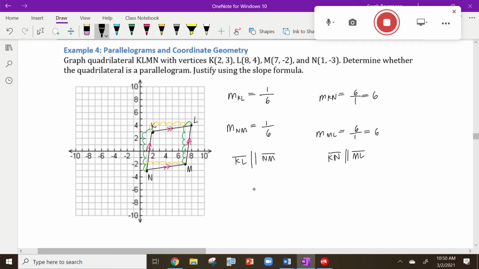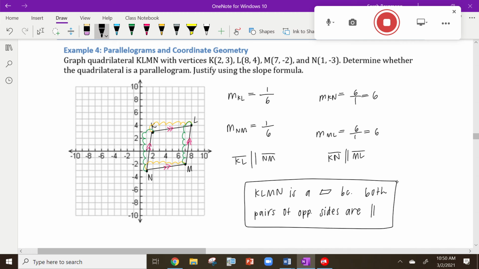So we can say quadrilateral KLMN is a parallelogram because both pairs of opposite sides are parallel.